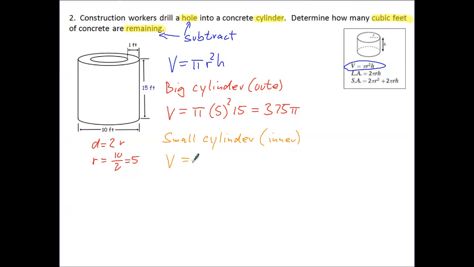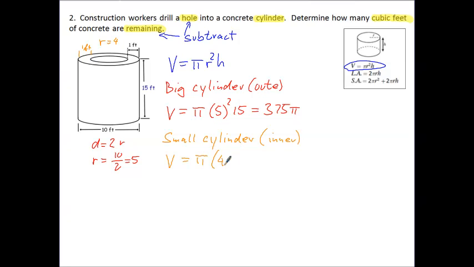The volume of that one is pi times. Now what's the radius of the smaller one? We are told that the rim is 1 foot wide. That's on the right just as much as on the left. So the diameter of the smaller one is 10 minus 2, which is 8. That means the radius is equal to 4.